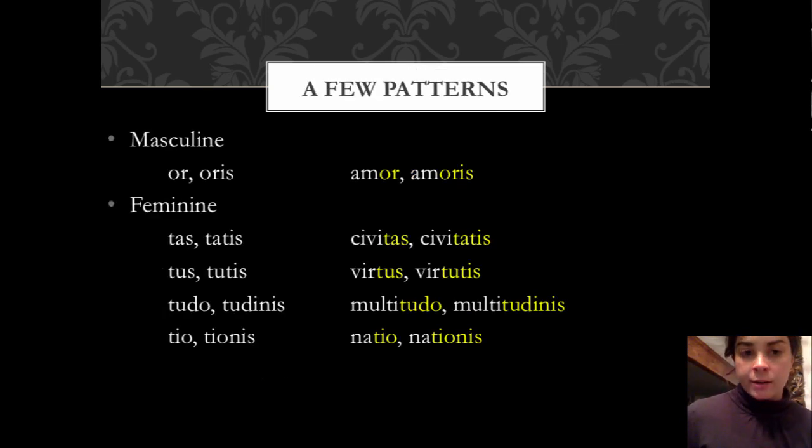There are a few patterns that you can rely on a little bit. So in masculine, you have the or, oris pattern, such as amor, amoris. In feminine, we have the tas, tatis pattern, civitas, civitatis. And then you have the tus, tutis, virtus, virtutis. The tudo, tudinis, multitudo, multitudinis, and the tio, tionis, natio, nationis. And these are essentially when you see something that ends in the nominative like this, you can assume that the genitive is going to look that way.